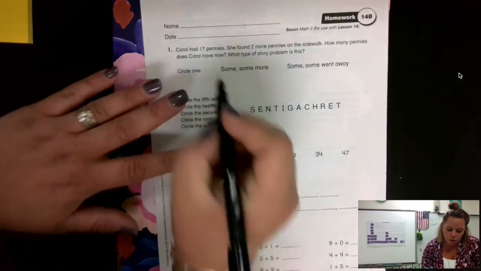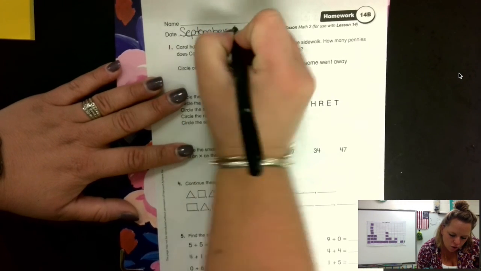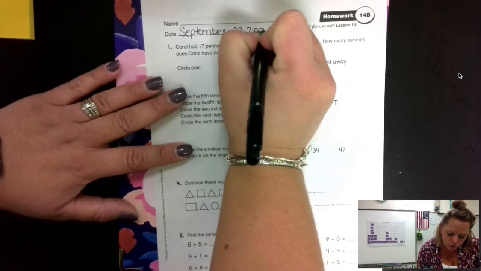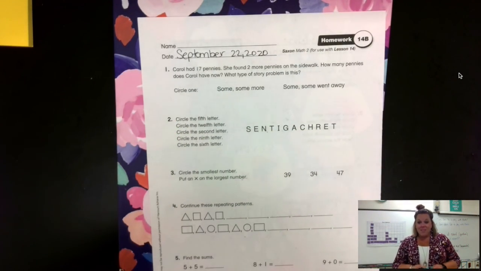Great work, first grade. On the back side, you have your homework. Please make sure that you wrote September 22nd, 2020. When you're done, make sure this gets back in your folder, and we'll see you back here tomorrow.